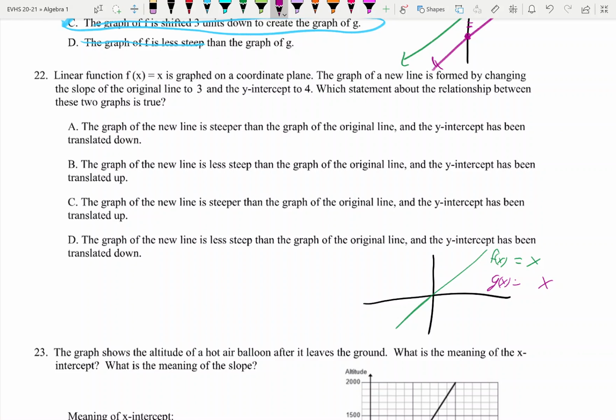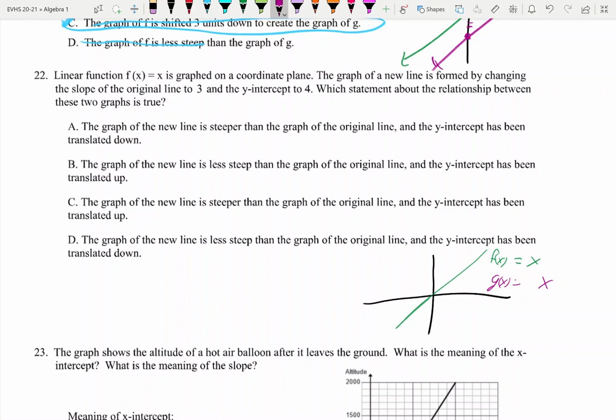The graph of the new line, I probably better graph that. I'm going to jump up to 1, 2, 3, 4. And the slope is 3, so rise 3, run 1. So rise 3, run 1 is going to look like this. So the graph of the new line is steeper. Okay, that works because my purple line is steeper than the green line.